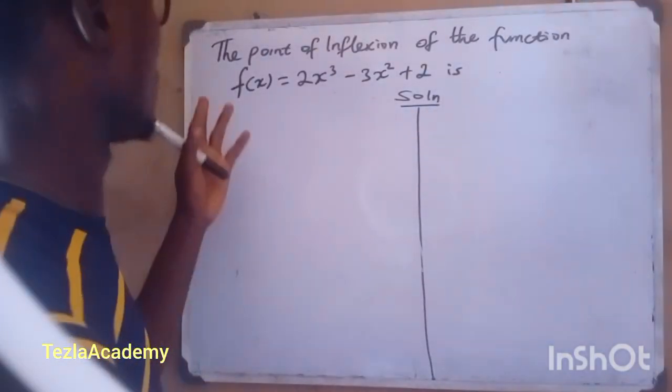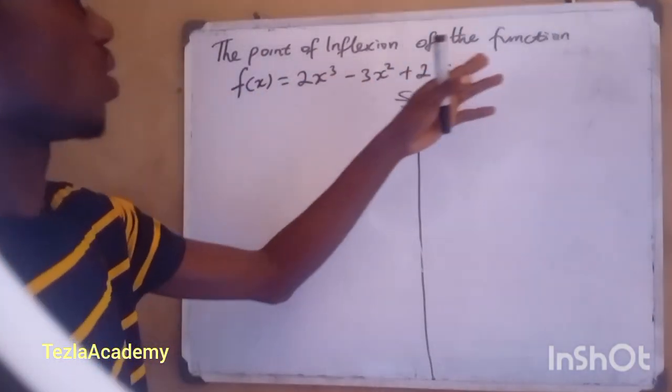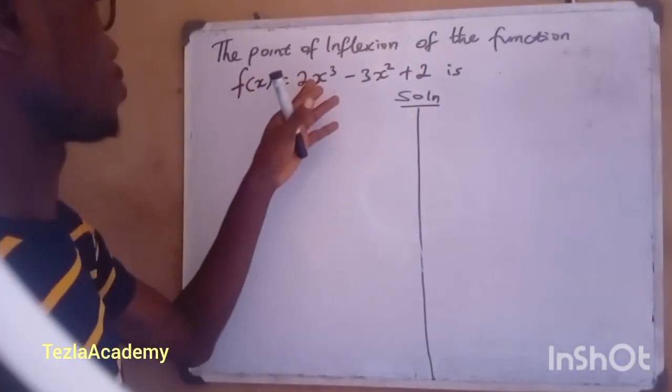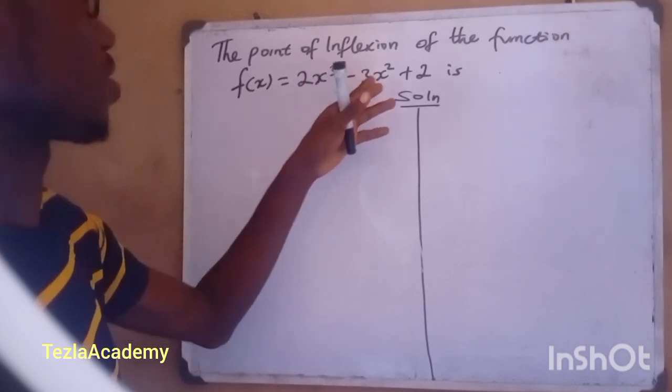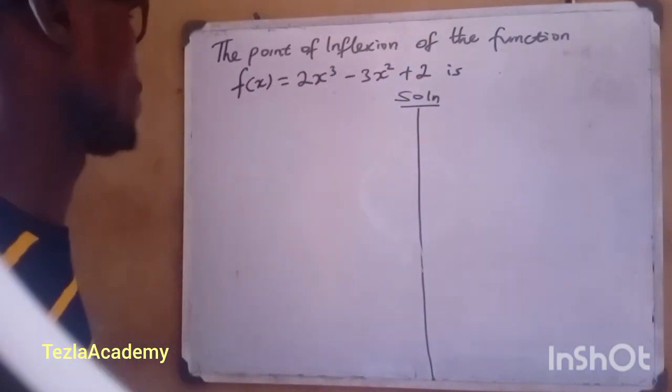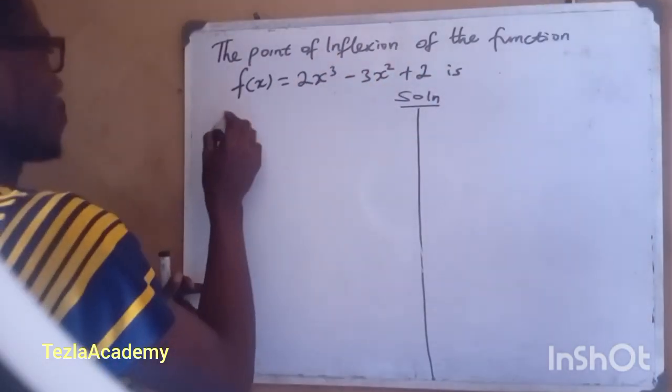So this question says: the point of inflection of the function f of x equals 2x cubed minus 3x squared plus 2 is dash. So step 1.